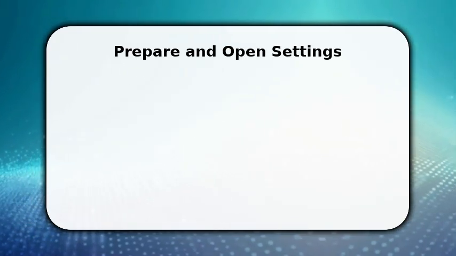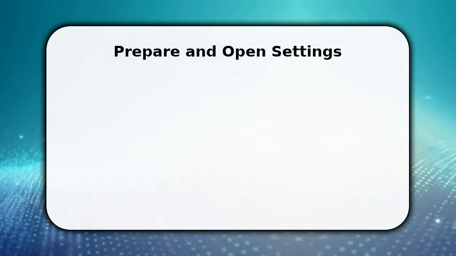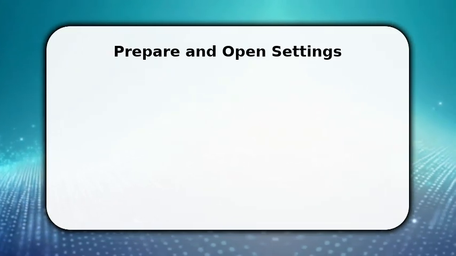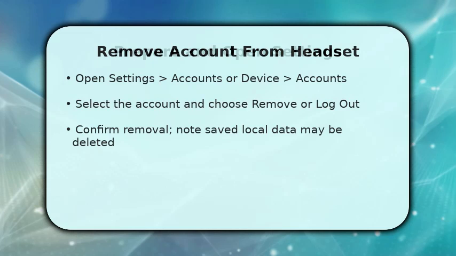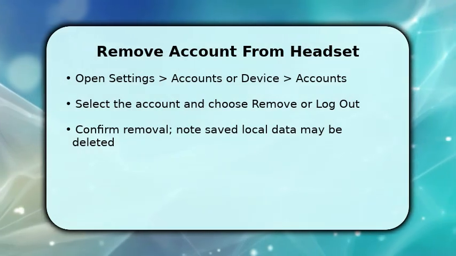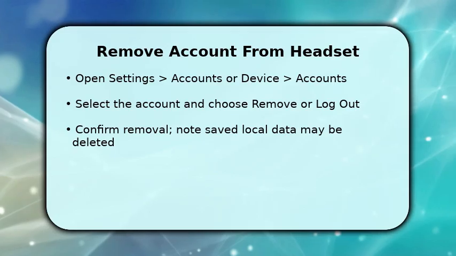Now, put on the Quest 2 and press the Oculus button to access the universal menu. You need this menu to reach settings and proceed directly to account controls, not just device. You'll navigate settings to accounts or device then accounts. This is where user profiles live.